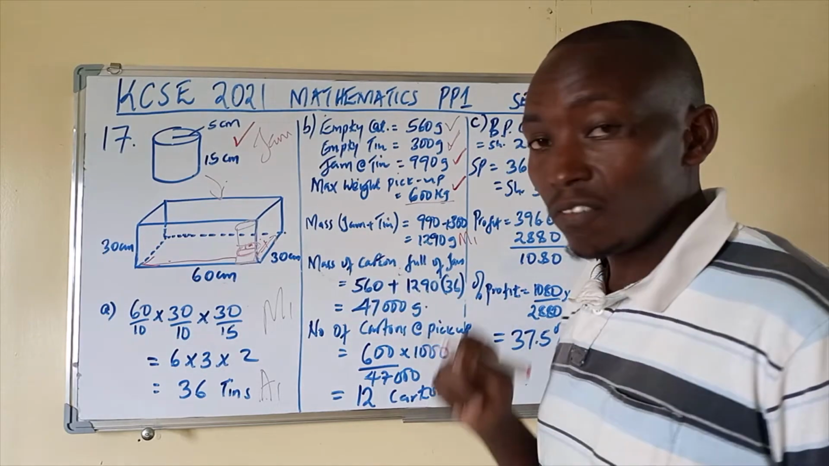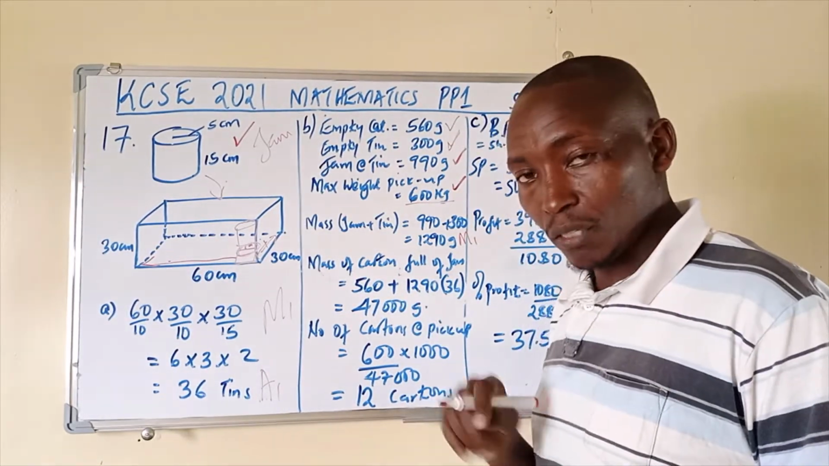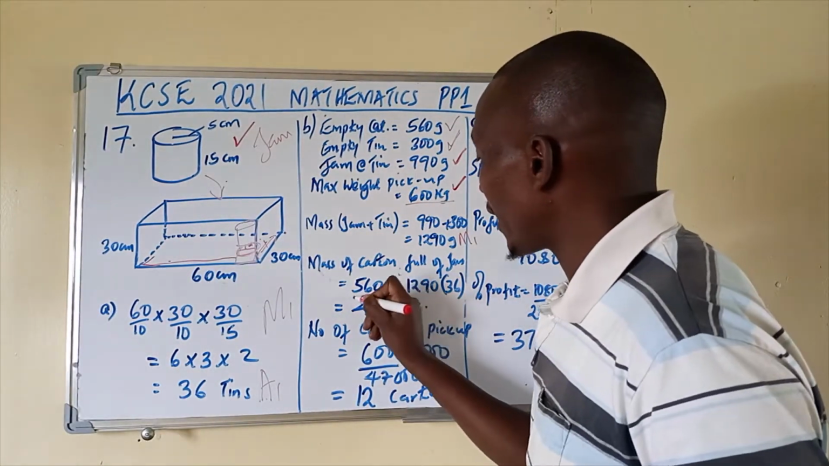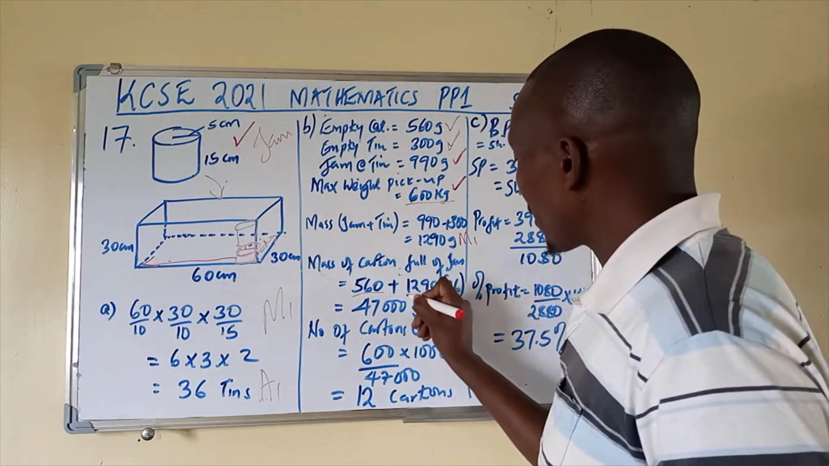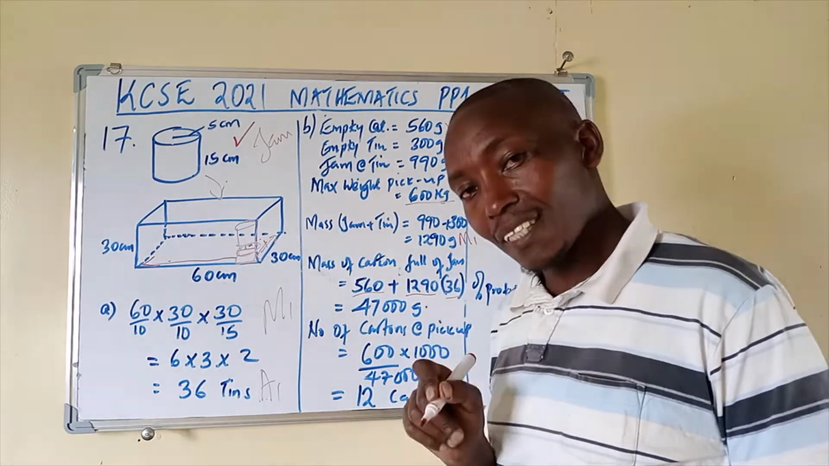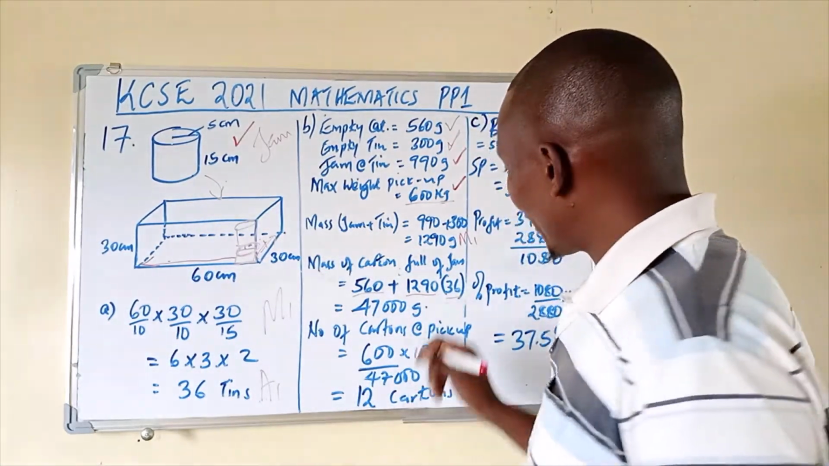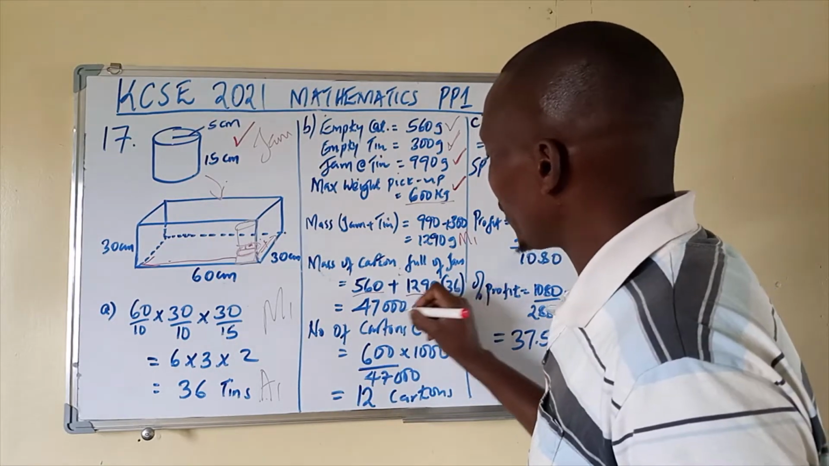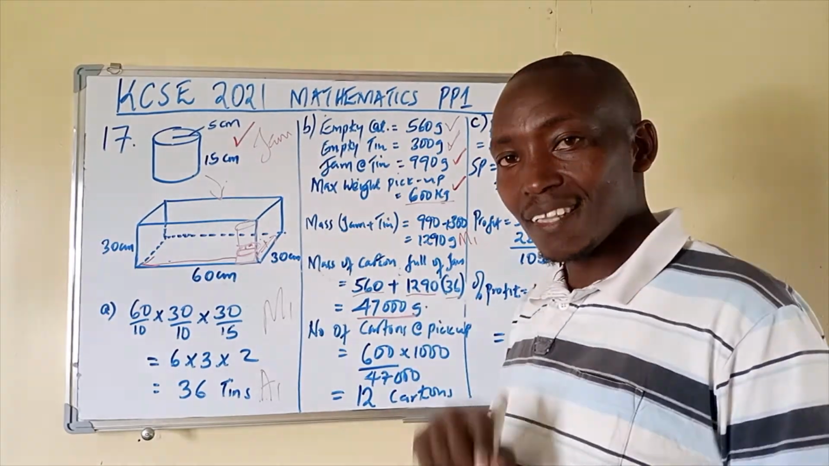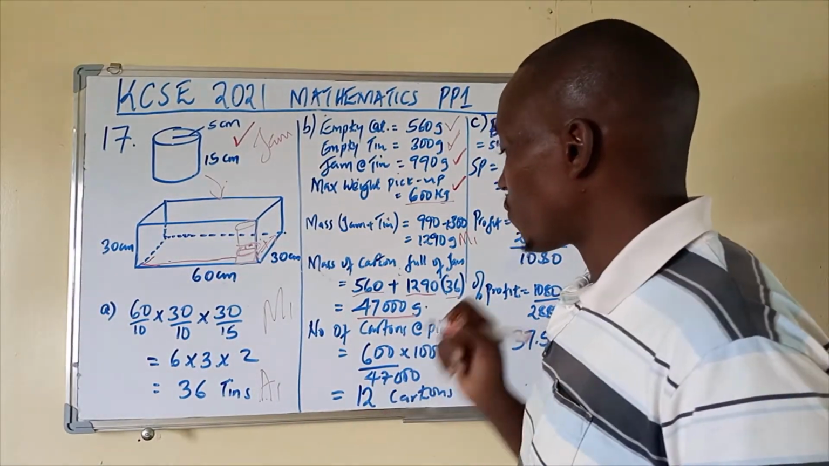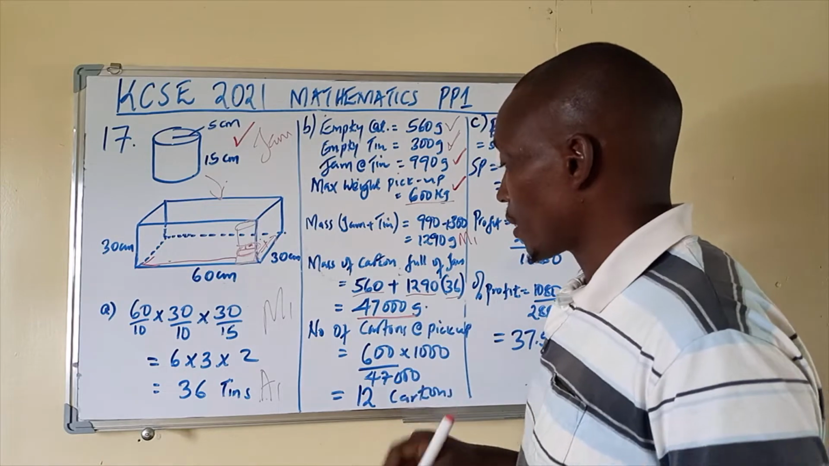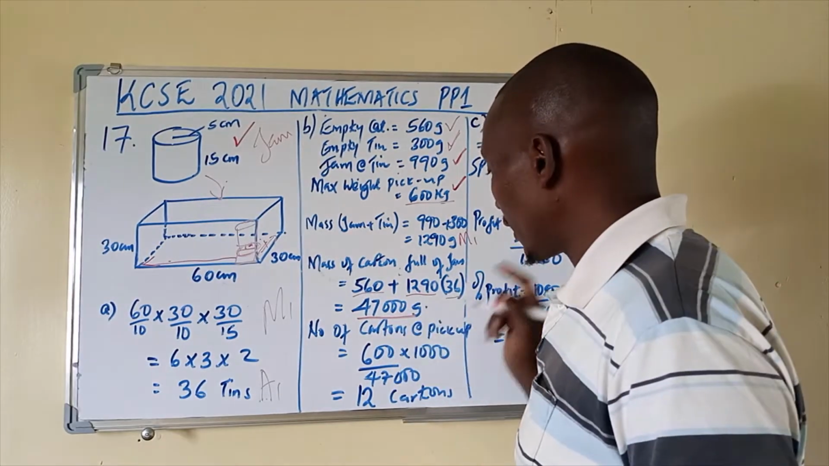Then the mass of the carton full of the jam. Remember, the jam is packed inside the tin. With that, we have an empty carton, and we have the mass of the jam and the tin multiplied by the number of tins per carton. With your calculator, you find that one carton full of jam packed inside the tins will have a mass of 47,000 grams. You can decide to convert to kg, but no big deal. You can still work with it in that case.